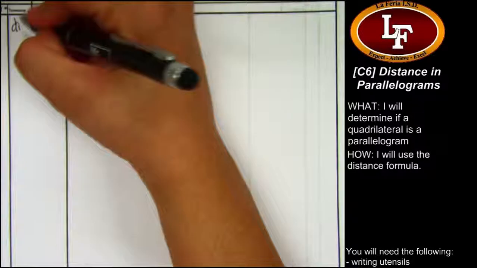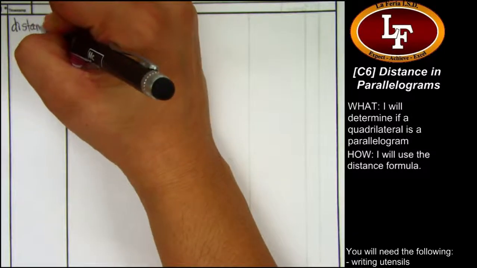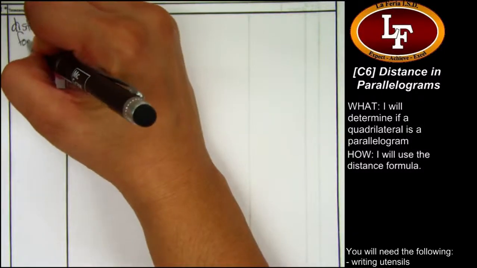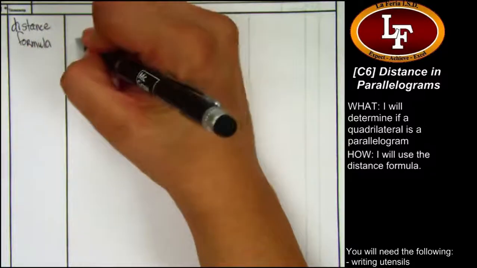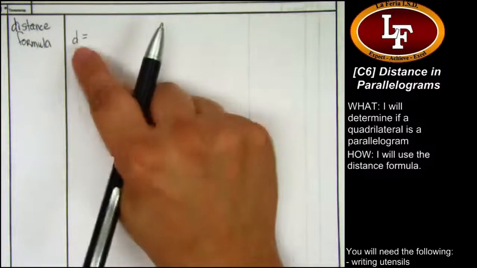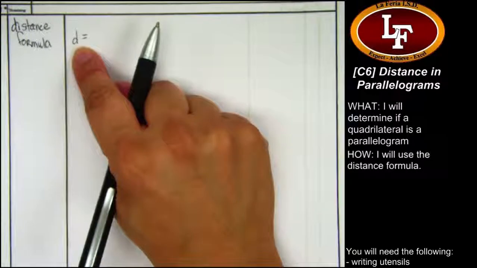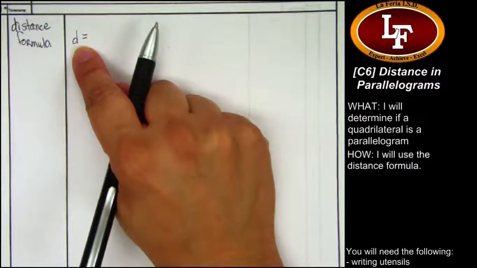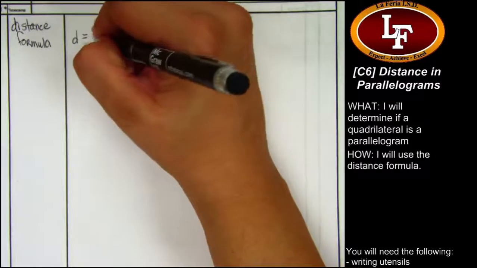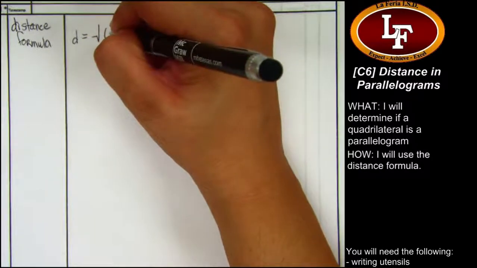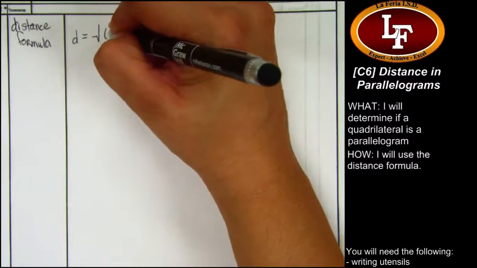So let's start off with our title here, the distance formula. The distance formula is usually written as d, though we can replace this with some sort of notation that says the distance of a particular line segment. You'll see that later on. It's equal to the square root of, and now we have a bunch of stuff to write.